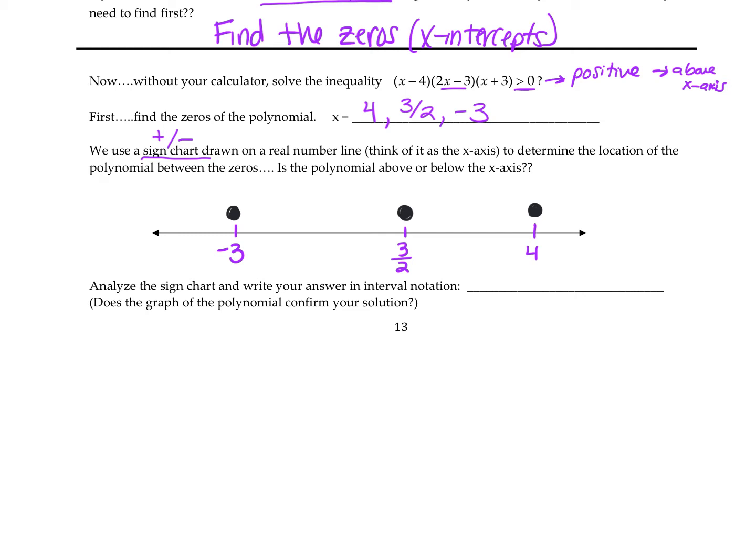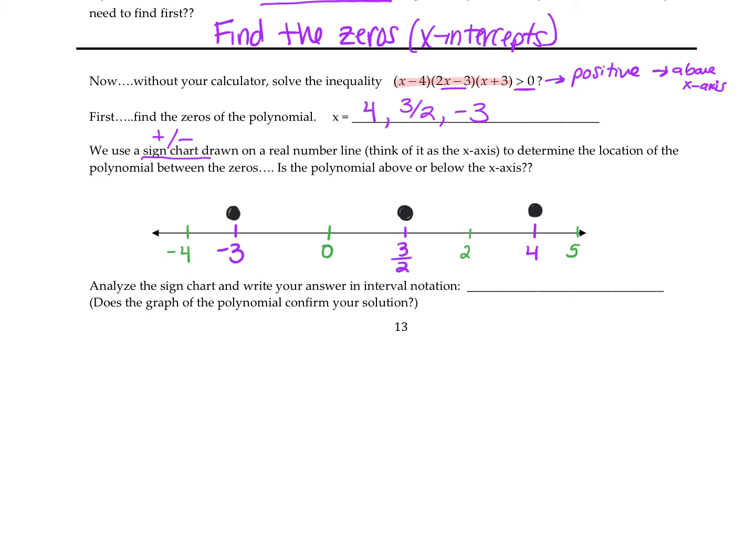So for example, I'm going to check negative 4. I can check anything less than negative 3. Between negative 3 and 3 halves, I'm going to check 0 because 0 is always something easy to check. And between 3 halves, which is like 1.5, and 4, I'm going to check 2. But again, I could check 3. Could check any number between 3 halves and 4. On the other side of 4, I'm going to check 5. So what I'm going to do is plug those in to this equation up here and see if I get a positive or negative result.